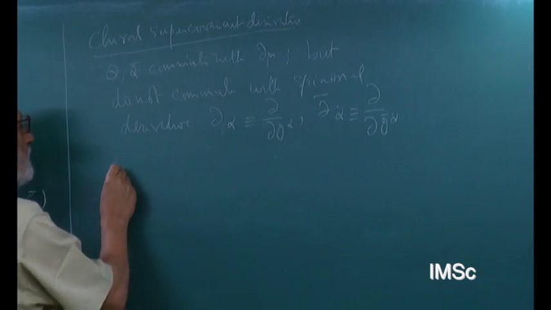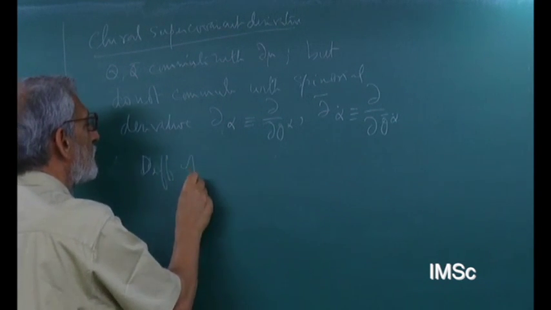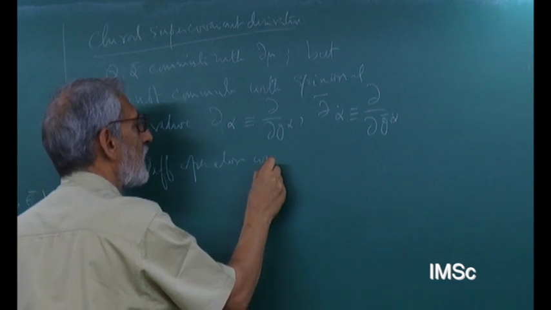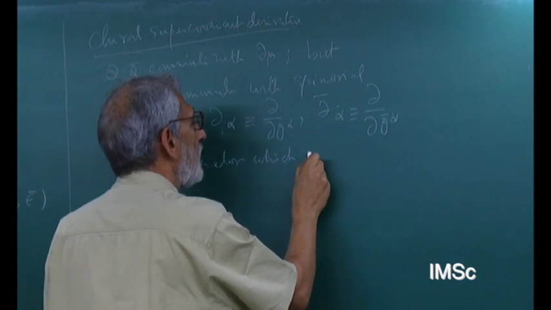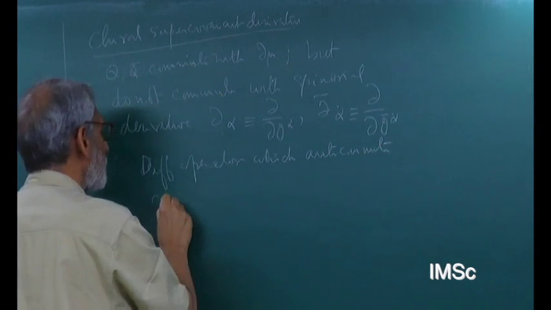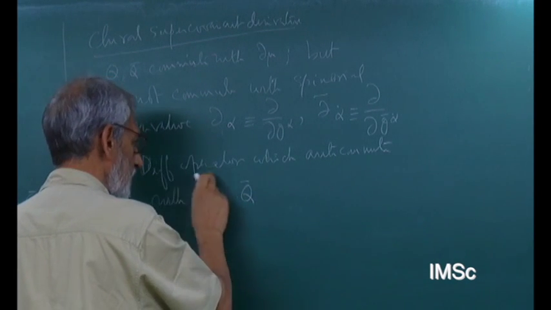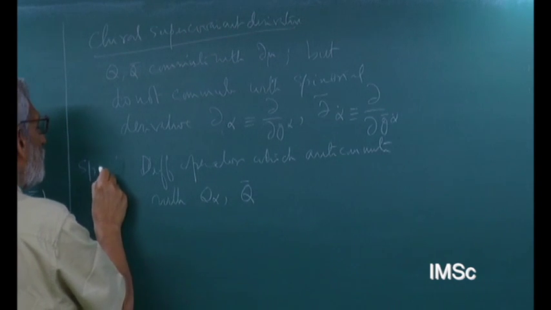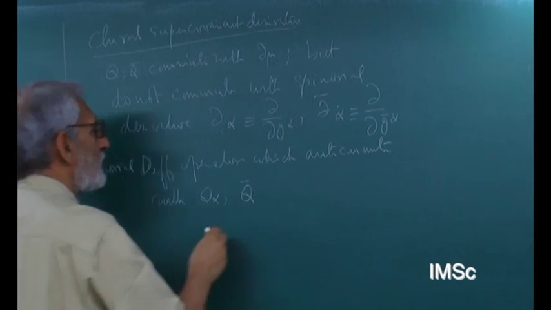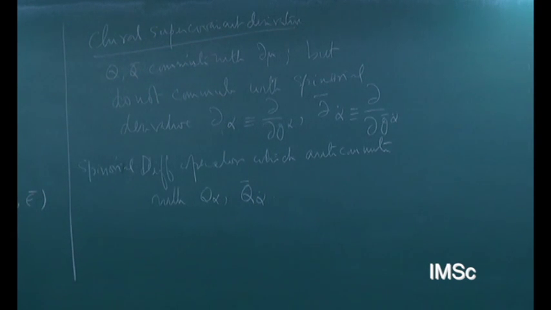A differential operator, or differential operators, which commute or anti-commute with Q alpha and Q bar alpha dot. These are spinorial differential operators, and those derivatives we'll call covariant derivatives.